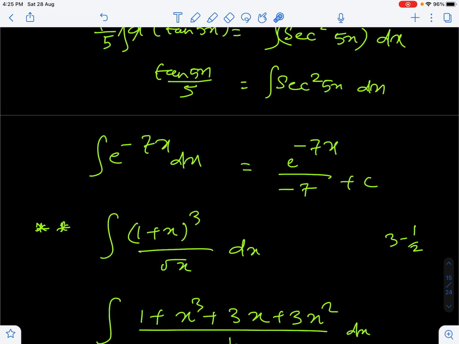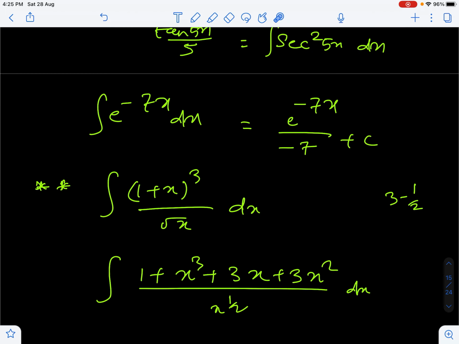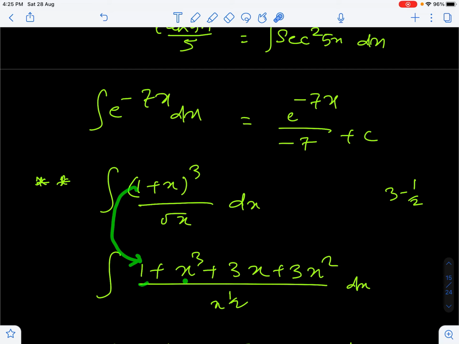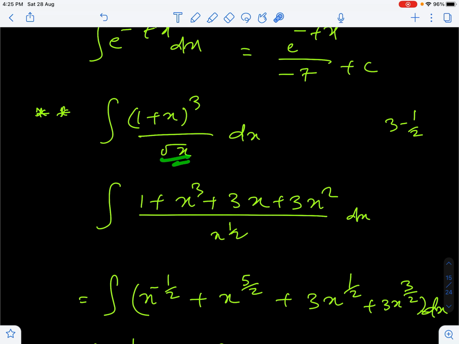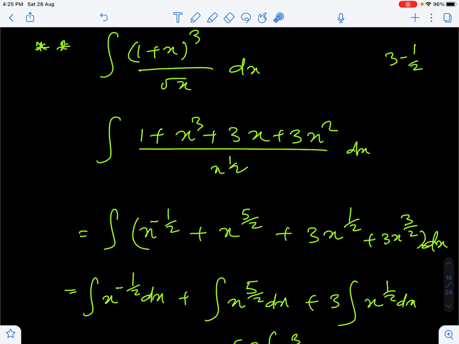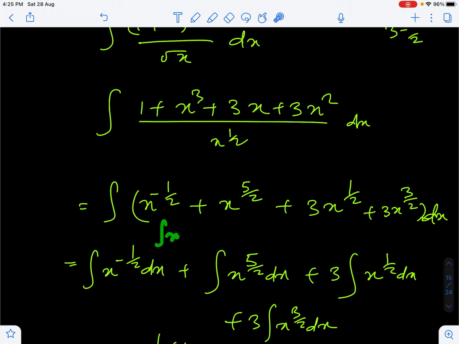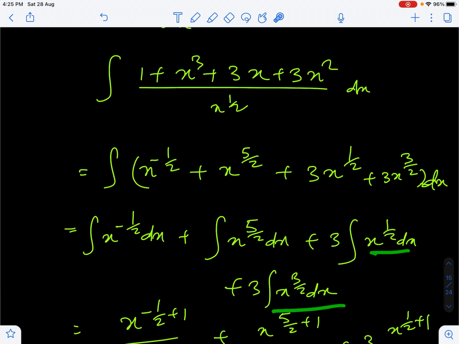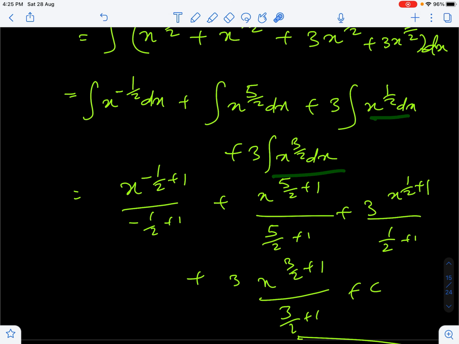So guys, I have taken some question: (1 plus x) to the power 3 by under root x. First you open (a plus b) whole cube, a cube plus b cube plus 3a square b plus 3ab square, upon x to the power half. You can take this as x to the power minus half, x to the power 5 by 2, 3x to the power 1 by 2, and 3x to the power 3 by 2. Then you will integrate it separately, like x to the power minus half dx plus x to the power 5 by 2, and so on. So the integration finally will come like this: x to the power n dx is equal to x to the power n plus 1 upon n plus 1.